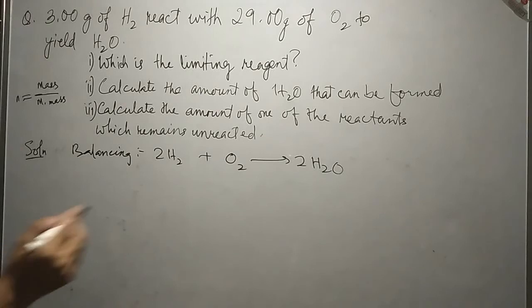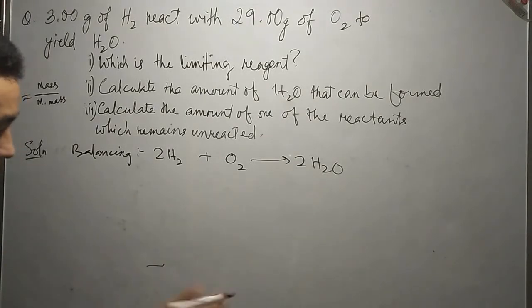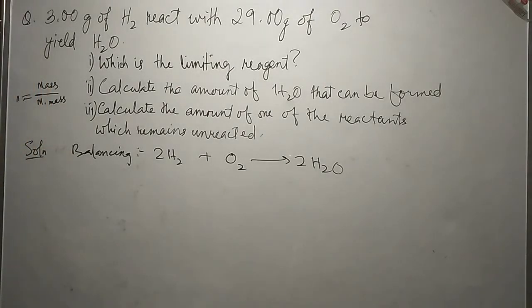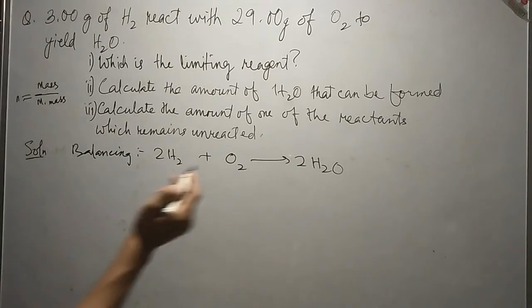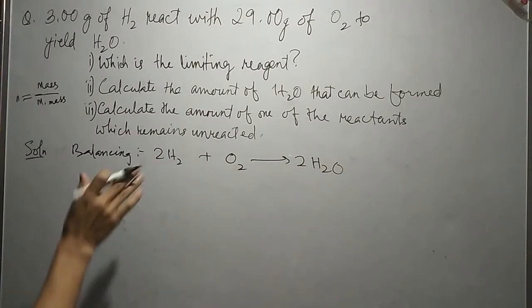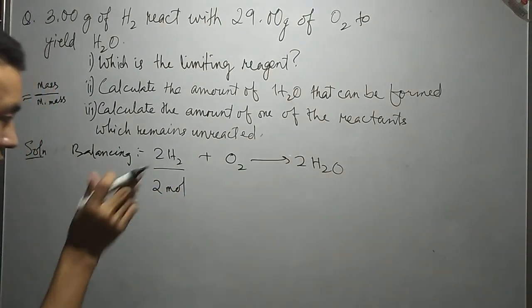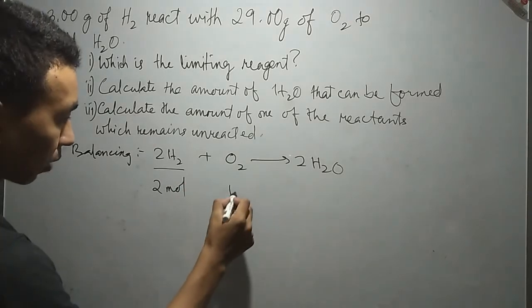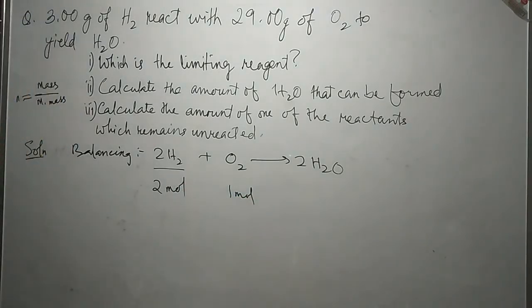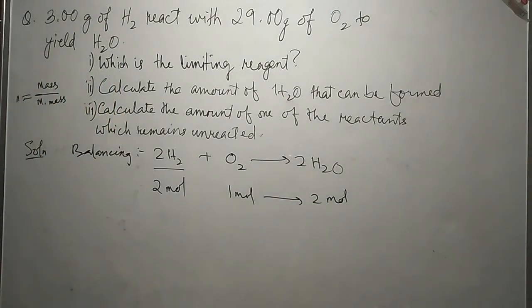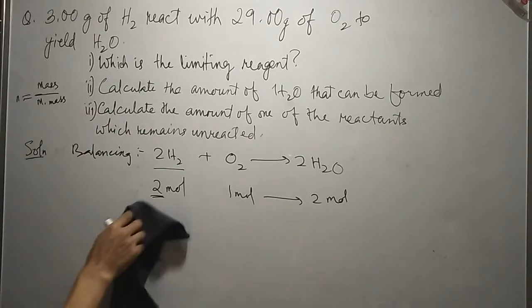Now, earlier we got 0.906 for oxygen and 1.49 for hydrogen molecule. So remember that. Now, if it is a balanced equation, then we need 2 mole of hydrogen molecule. If 2 mole of hydrogen molecule and 1 mole of oxygen molecule are used, then we will get 2 mole of water molecule. Again, we don't have this much amount of mole, so therefore we have to deduce that.